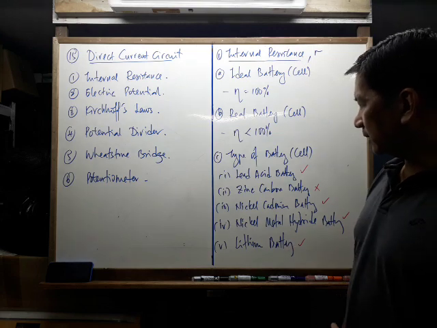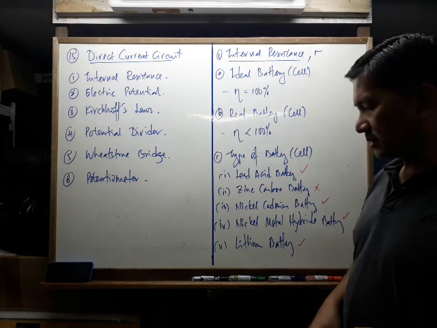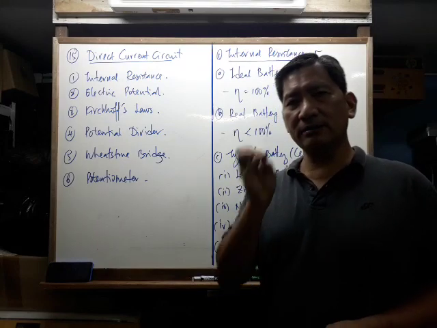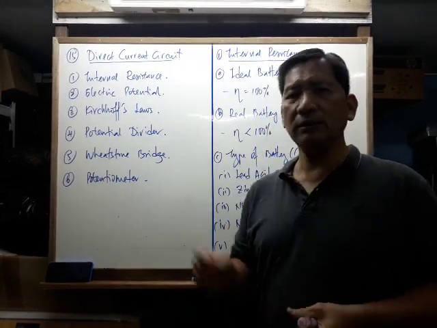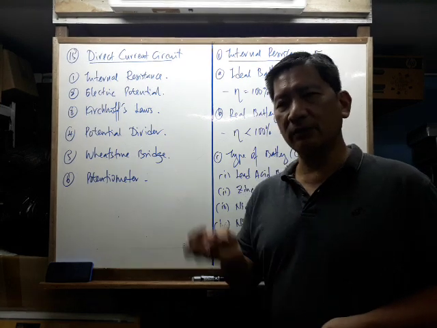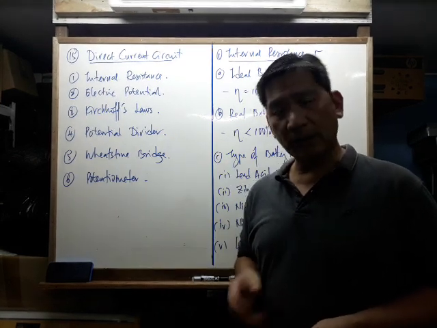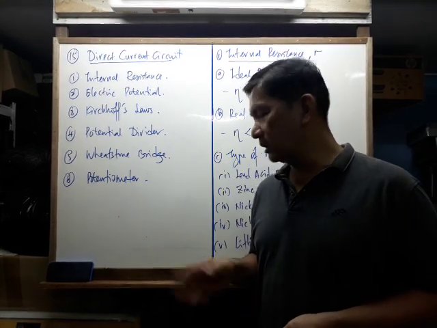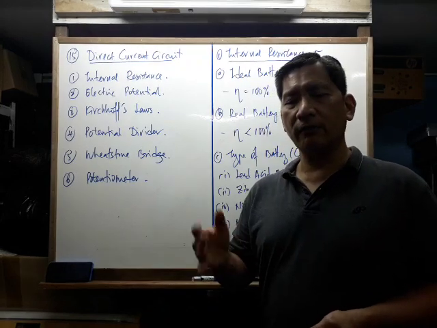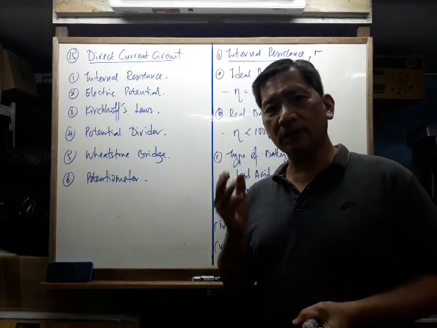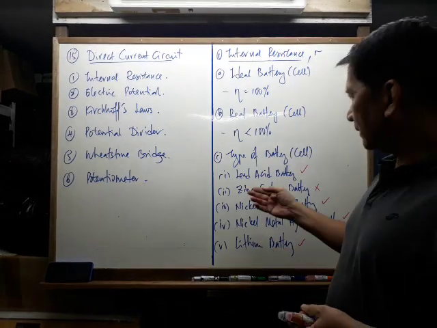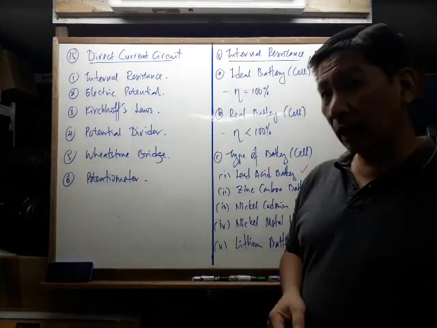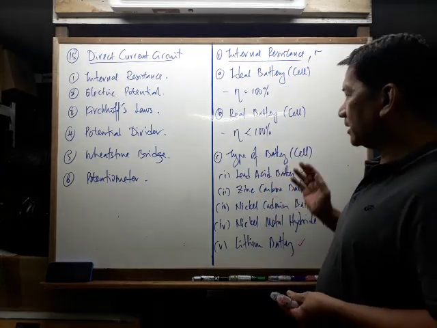Another type which I didn't mention here is the button cell. Button cell is the one we use in our watches and so on. They are very small, and when they were first invented, they contained a little bit of mercury, but now we don't have it anymore. The mercury has actually been banned from being mixed into the chemical of a battery. Those also have non-rechargeable and rechargeable types. So that is the types of battery that we have.